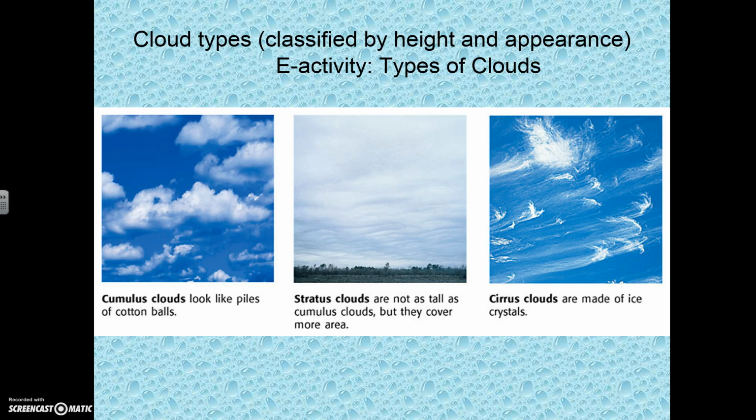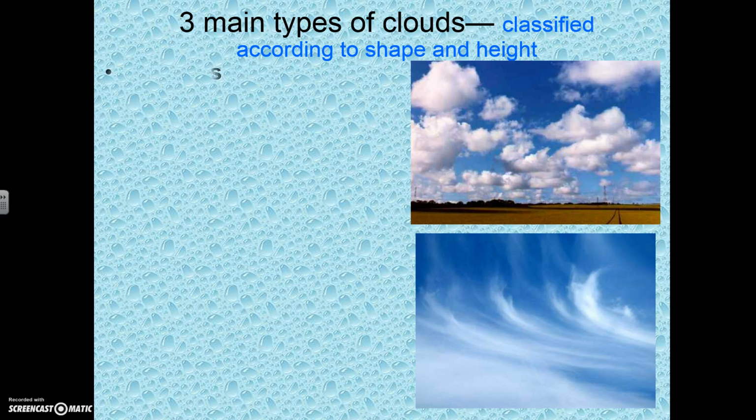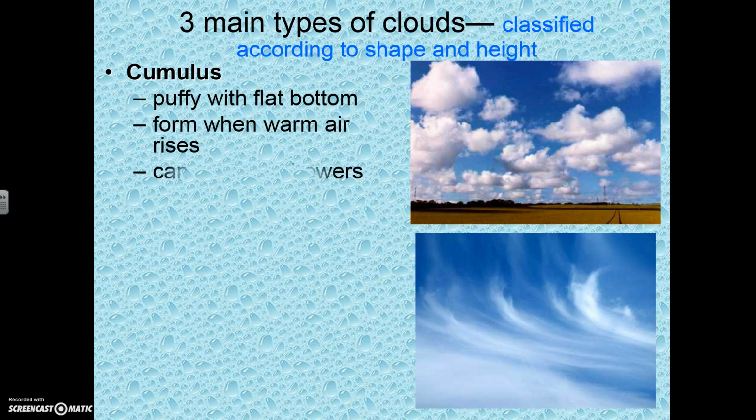We've got cumulus clouds. They look like piles of cotton balls. These are probably the ones that you're more familiar with. Stratus clouds, and also cirrus clouds, which look very wispy. You also need to write these down. These are just a little bit more description of each.